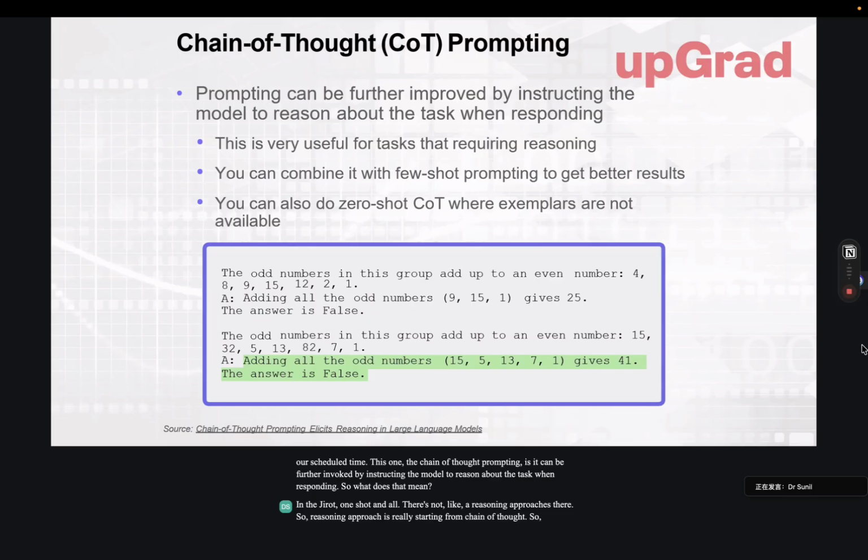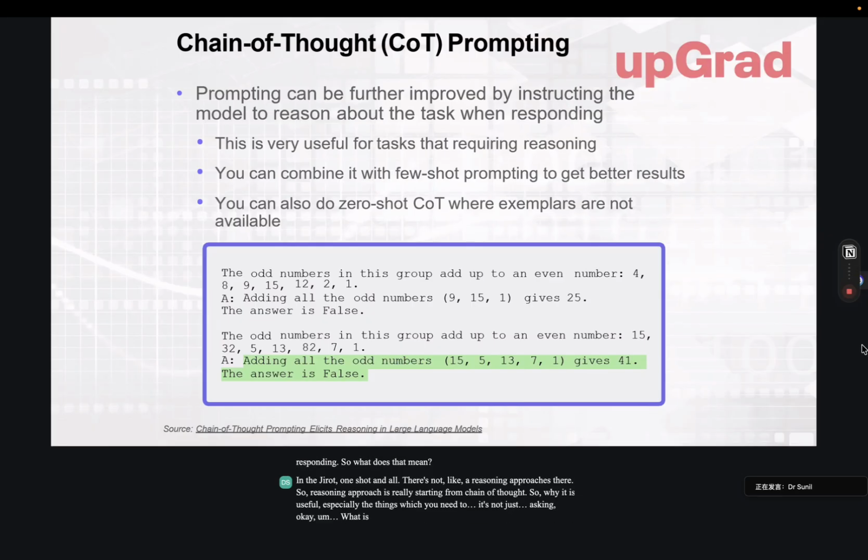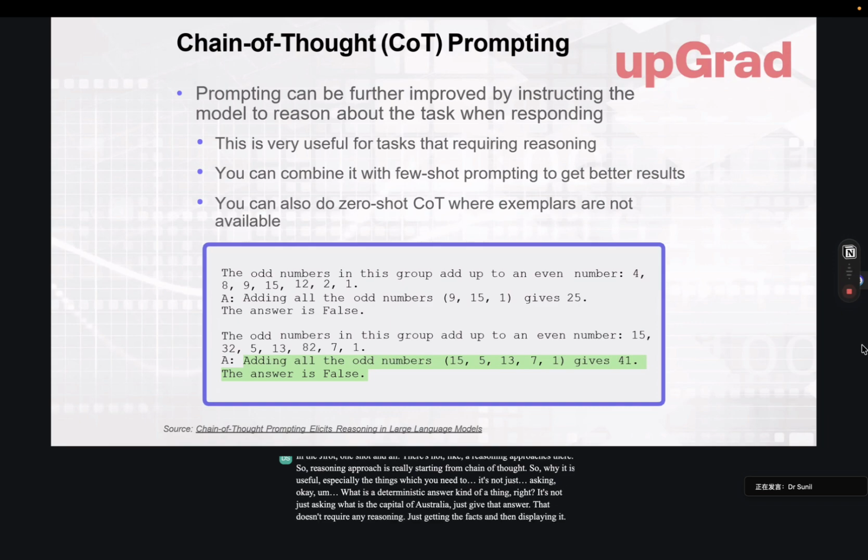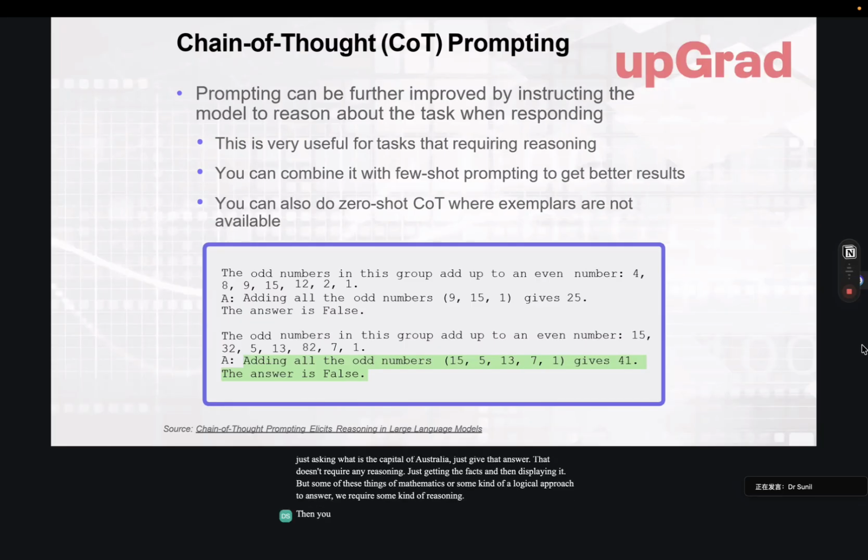Why is it useful? It's not just asking for a deterministic answer, like what is the capital of Australia, just give that answer. That doesn't require any reasoning, just getting the facts and displaying them. But for mathematics or some kind of logical approach, we require some kind of reasoning. Then you can combine with few shot or not, which is another option.